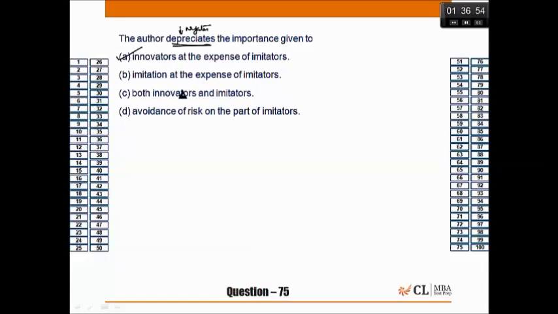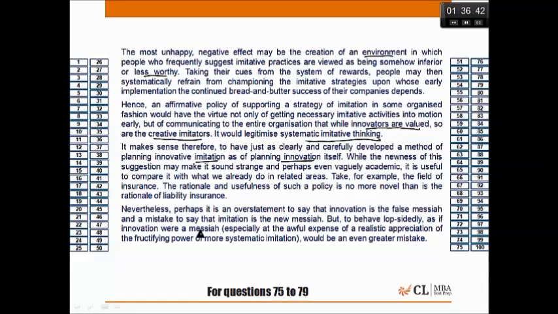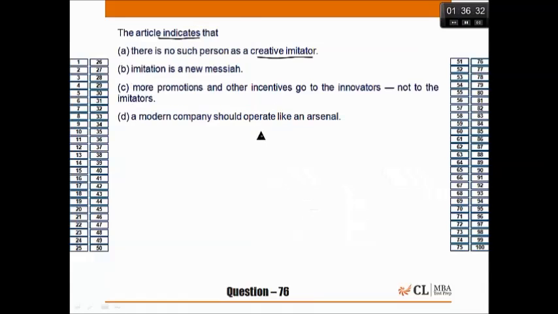Okay. The article indicates that there is no such person as a creative imitator. No. Imitation is a new messiah. No, that's not what he's saying. It's a good trap, but I'm not going to fall for it. He's saying innovation is a false messiah. It's a mistake to say that imitation is a new messiah. So that's not the case. Clearly, more promotion and other incentives go to the innovators. This is mentioned. Okay. A modern company should operate like an arsenal. I don't know what that means.